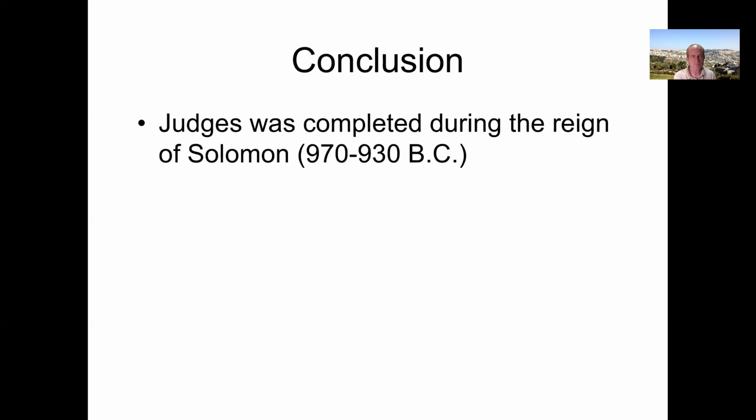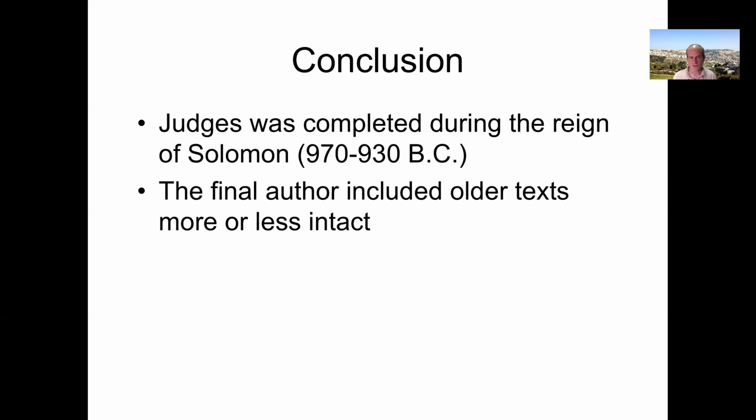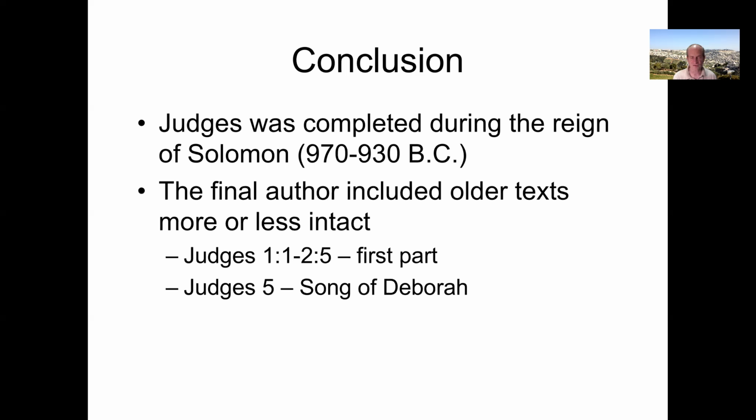So the conclusion that I have for the book of Judges is that it was completed during the reign of Solomon. And that makes this the first time we've presented a book where most of the material was quite a bit older than the time that the author wrote it. And the final author included older texts, more or less intact. That would include the first part of the book of Judges, which was an older text, and the Song of Deborah was an older text. So that's the conclusion that I have for the book of Judges.